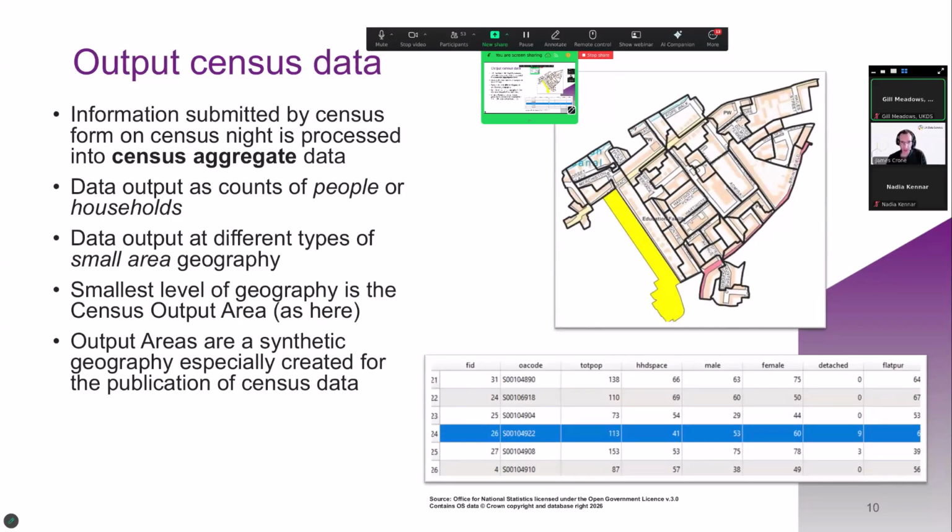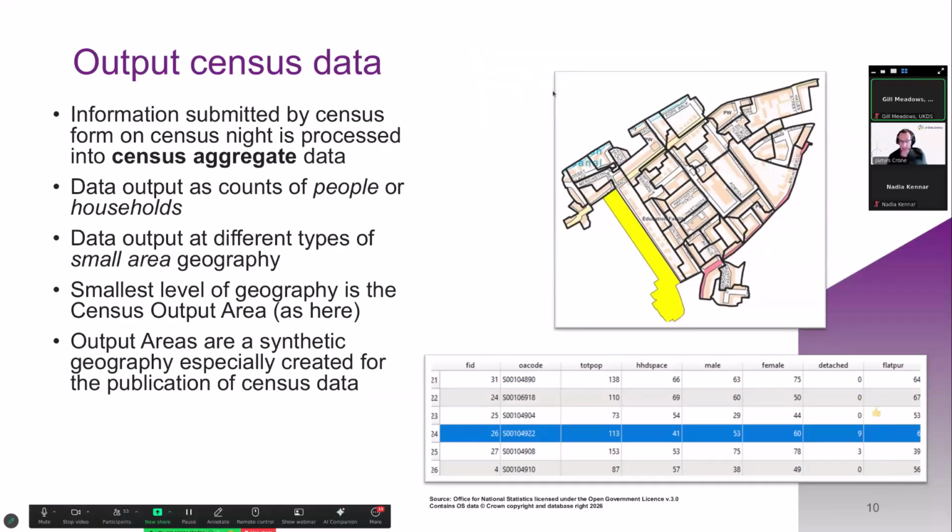And so the census agency can compile all the data and they produce this thing called census aggregate data, which is information on counts of people or households by small areas. And within the UK census, the smallest area geography for which census data is produced is called the output area. So census data gets output by different small areas, the smallest of which is the output area.